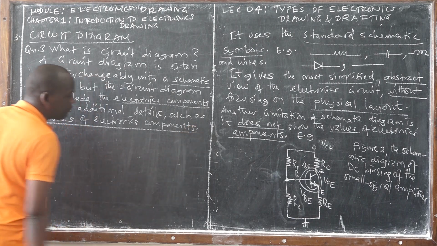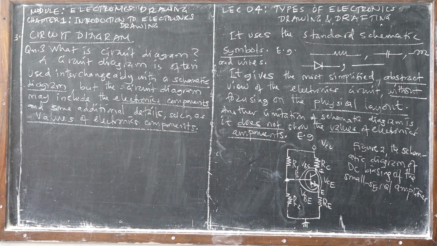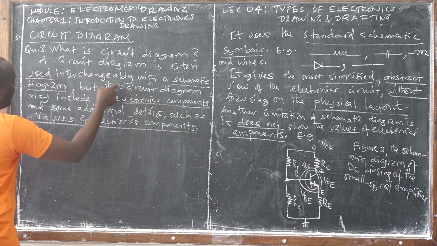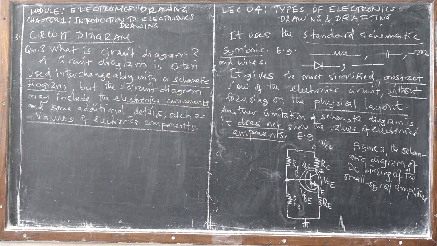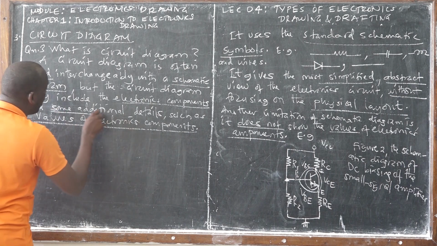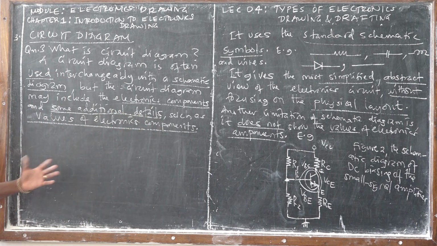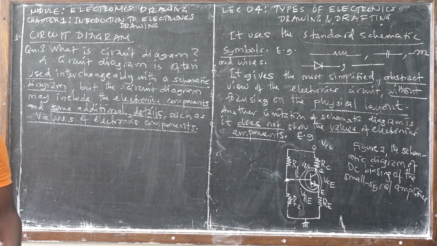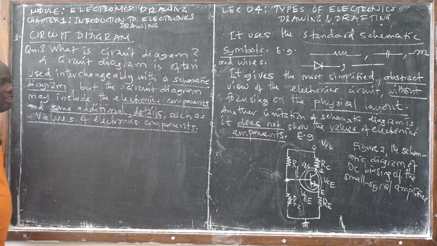Values of electronic circuit component. So, separating. What is a circuit diagram? A circuit diagram is often used interchangeably with the schematic diagram. But how can you differentiate a circuit diagram from a schematic diagram? It is simple. The circuit diagram will always include the electronics components and some additional details. These additional details you may not find in a schematic diagram; you just find them in a circuit diagram. And these additional details are such as what? Values of electronic circuit components.